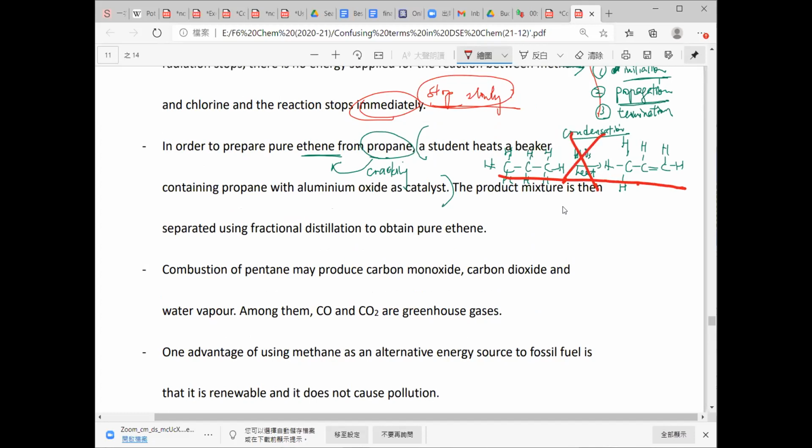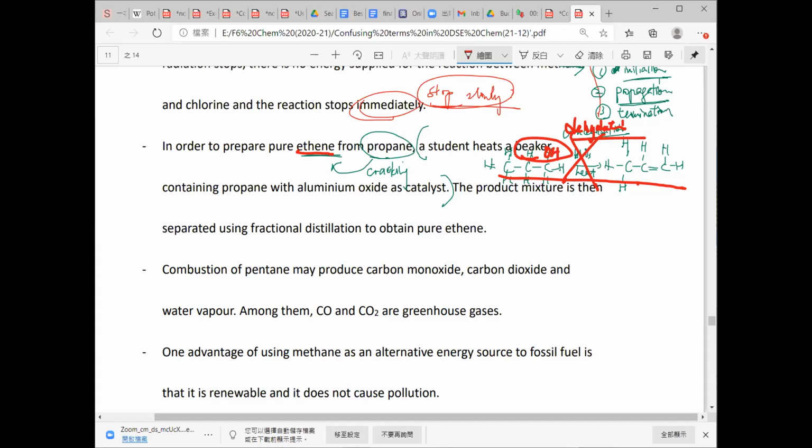Why? First of all, we have got quite a lot of misconceptions inside. If you want to produce propene, it is from propan-1-ol or propan-2-ol, so we have got the OH before we come up with the dehydration reaction, not condensation. Condensation reaction means something else. It is a reaction between two molecules to form a single molecule with the elimination of a small molecule. So this part is not right. Even though you talk about dehydration, you are not addressing the question itself. You are going to produce pure ethene from propane.